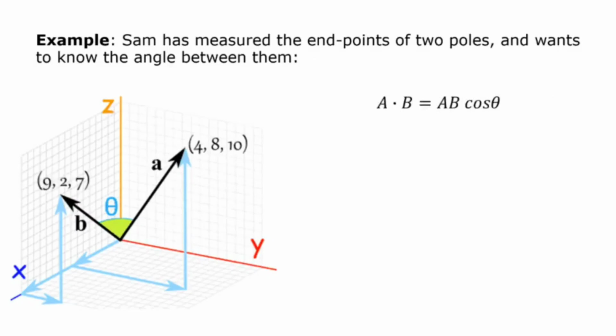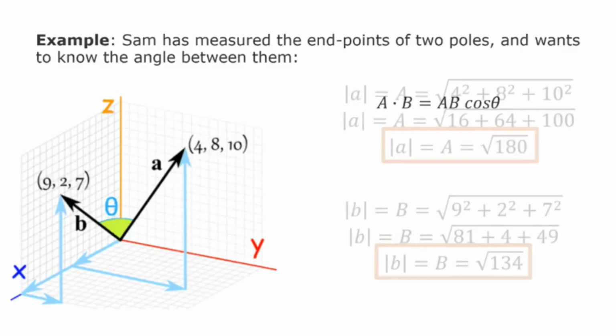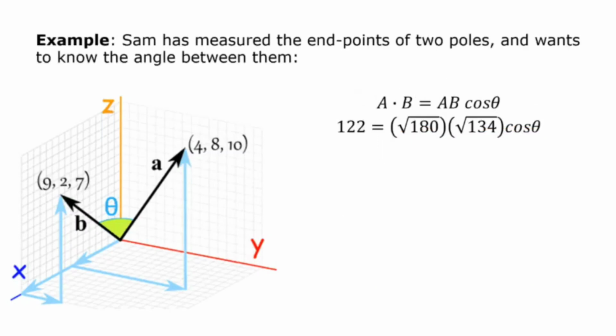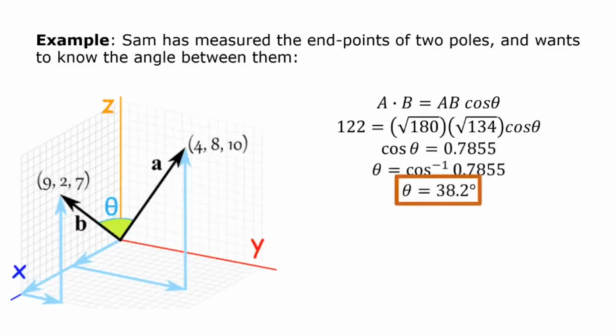Now using the formula AB cosine theta, we need to calculate the magnitude or length of the vectors A and B. To get their magnitudes, we will be using the Pythagorean theorem. Then we get the magnitude of A as the square root of 180 and the magnitude of B as the square root of 134. Substituting the values we get from our previous calculations, 122 for A dot B, and the magnitudes of A and B, we can now calculate the value of theta. We get cosine theta equals 0.7855. Rearranging, we get theta equals arc cosine 0.7855. Finally, theta is equal to 38.2 degrees.